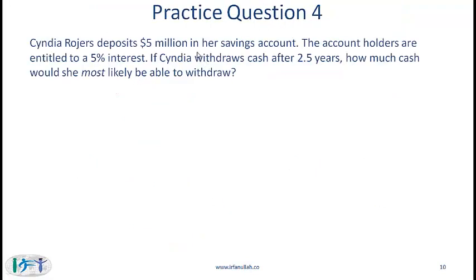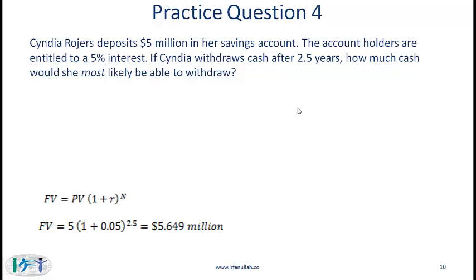Let's see if you can do this practice problem now. This is fairly straightforward, and here is what you should have done. So recognize the formula that we just saw. Future value is present value times (1 plus r) to the power of n. So n here is 2.5. You plug in the numbers and that is what you should get.